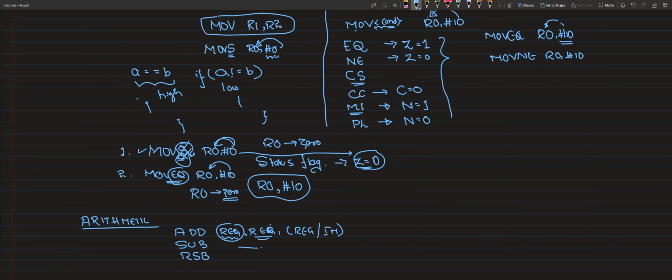Same way for this also, subtract or reverse subtract. Subtract is A minus B, reverse subtract is B minus A, something like that. Okay.